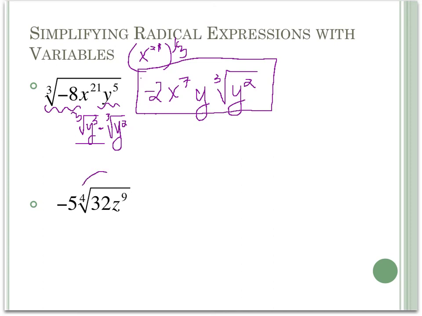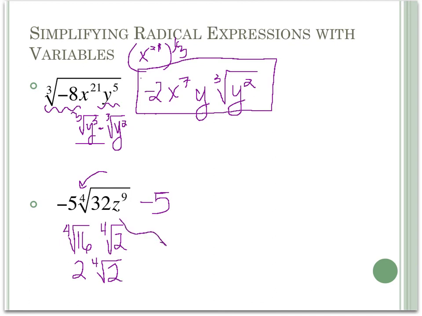And we can do this with fourth roots. Fourth roots, you're looking for something that multiplies 4 times into that. So that negative 5 is going to be left out, as that's our coefficient. Then the fourth root of 32. Well, I can rewrite that as the fourth root of 16 times the fourth root of 2, because I know the fourth root of 16 is 2.